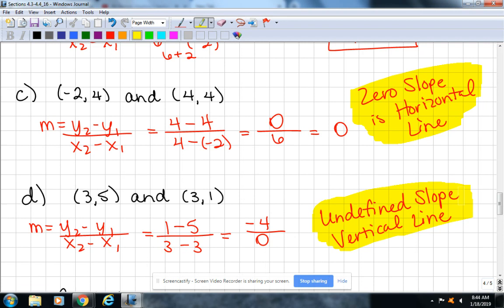If 0 is on top, it's the boss. It's the answer. If 0 is underneath, it's undefined. Okay? Y'all with me? If 0 is on top, it's the answer. If 0 is underneath, it's undefined.